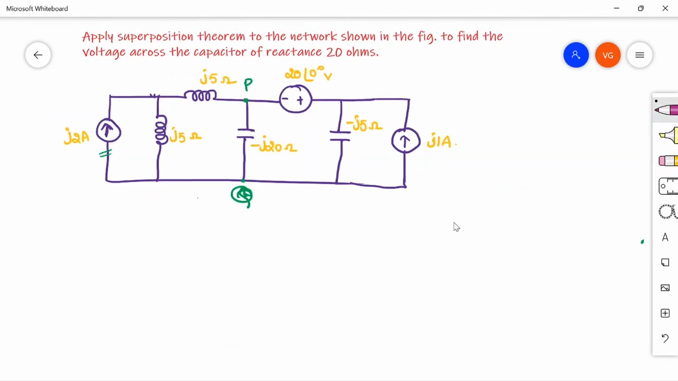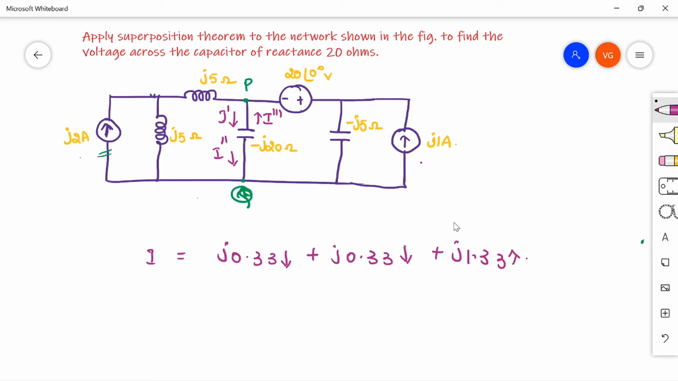Now combining all the currents that are flowing through PQ: because of J2 ampere it is in the downward direction, that is I dash. Then because of 20 volts this is going in the upward direction, I triple dash. Then because of J1 ampere, again in the downward direction, I double dash. Let us add all the currents. Total current is J 0.33 in the downward direction plus J 0.33 in the downward direction plus J 1.33 in the upward direction. So the total current here will be 0.67 ampere in the upward direction.